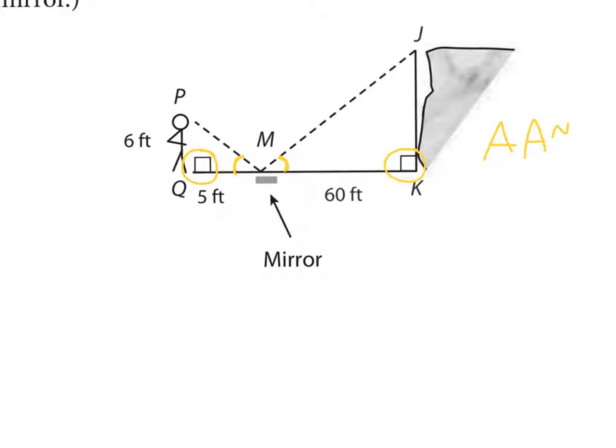Now, I can also set up a ratio here to solve this. So I'm going to do 6 over 5. Or if we want to do kind of what we've been doing, I'm going to say 6 is the height of the person, and I'm going to compare that to the height of the cliff, which I'll call x in this case. All right, so the person corresponds with the height of the cliff. And then I also know that the distance the person is from the mirror is the same as the distance the person is from the cliff.